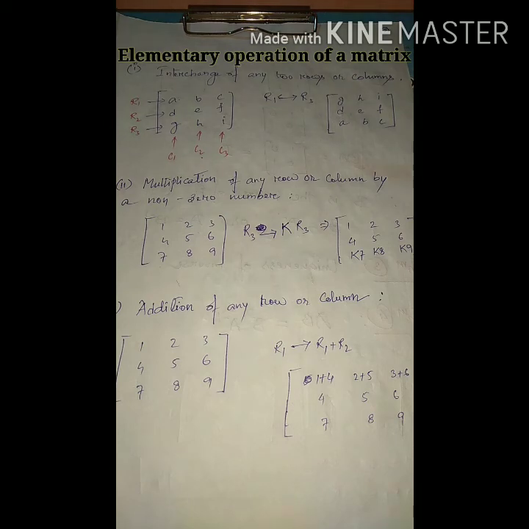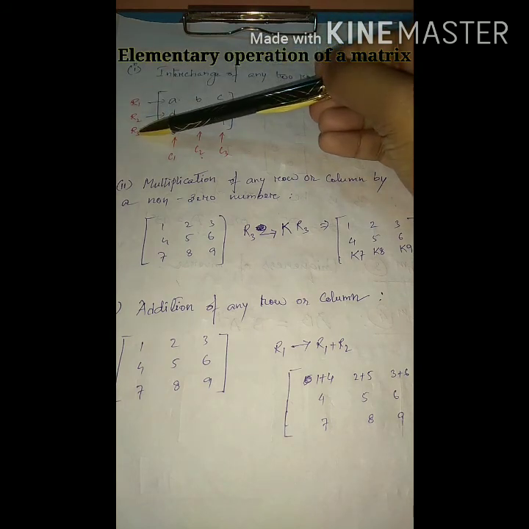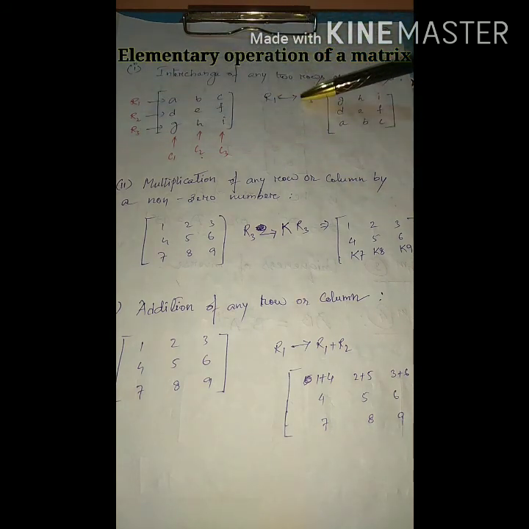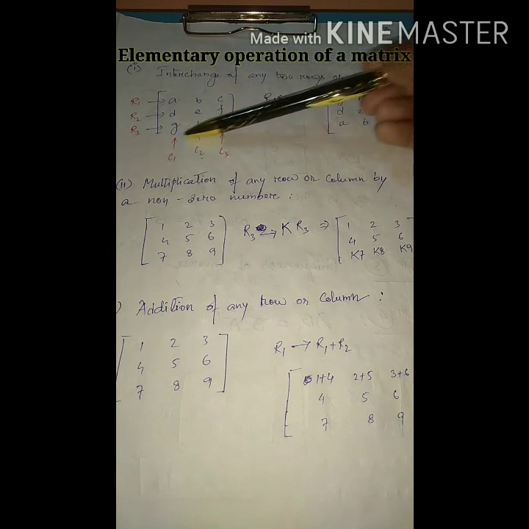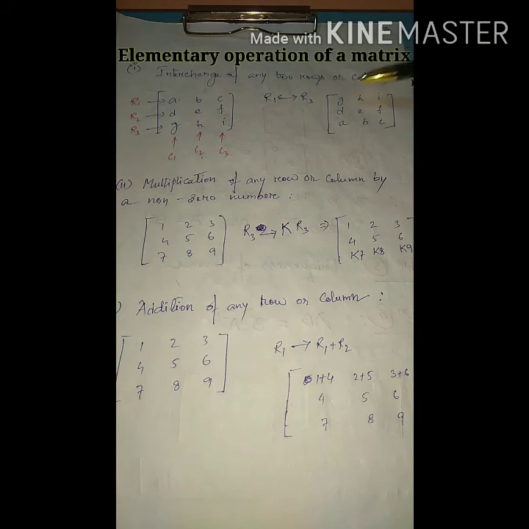Suppose we have to interchange R1 with R3. The interchange symbol is written like this: R1 interchange R3. What is the meaning? The first row we write in the third place and the third row we write in the first place. So that's why we write G, H, I, D, E, F, A, B, C. Is it clear? This is simply interchange of any 2 rows or any 2 columns. You can exchange columns also. Is it clear?